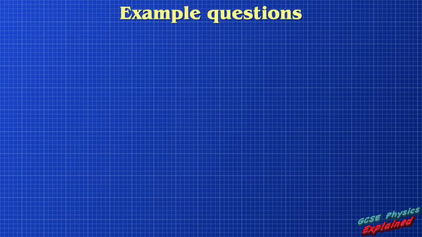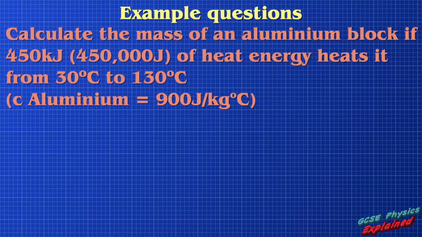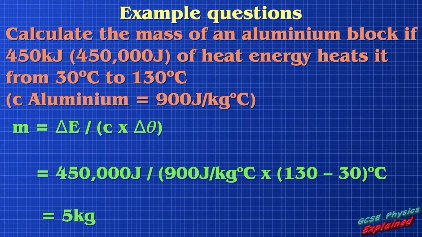Here's your last example question. Calculate the mass of an aluminium block if 450 kilojoules, so that's 450,000 joules of heat energy, heats it from 30 degrees C to 130 degrees C. Pause the video and see how to calculate the mass using this equation.